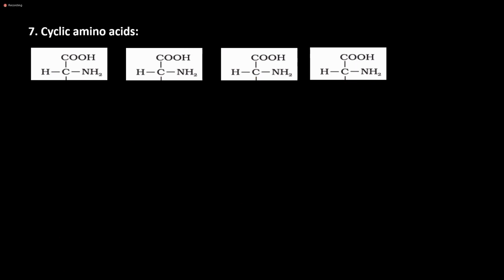Now the last type is cyclic amino acids. What is a cyclic amino acid? It means that the R groups of these amino acids contain a cyclic ring. You must have studied or will study in the organic chemistry class that it must have certain cycles, something like this or something like this, right? So these kind of structures must be present in their R group.